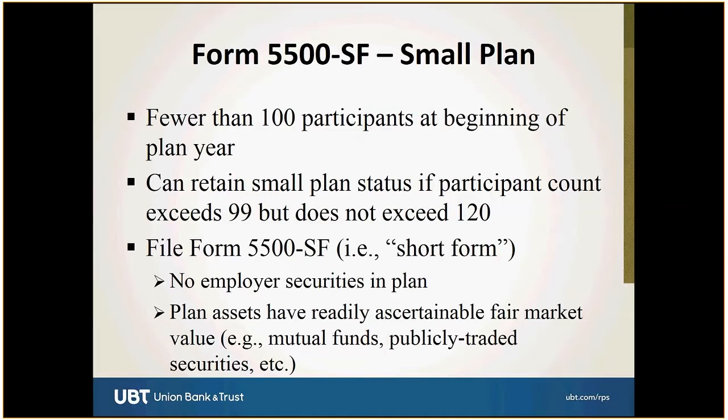So if we have fewer than 100 participants at the beginning of the plan year, then we're a small plan filer and we're going to file that Form 5500 SF for short form, provided that we don't have any employer securities in the plan and that our plan assets have a readily ascertainable fair market value, for example, publicly traded securities and mutual funds. Even if we go above that 99 participant figure, as long as we keep it at 120 or fewer, we can still retain that small filer plan status.